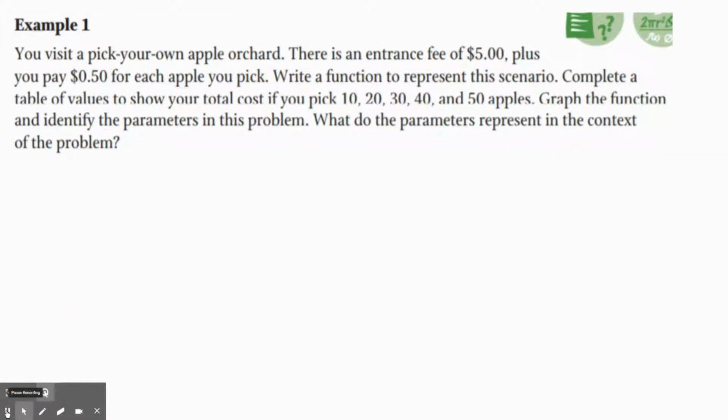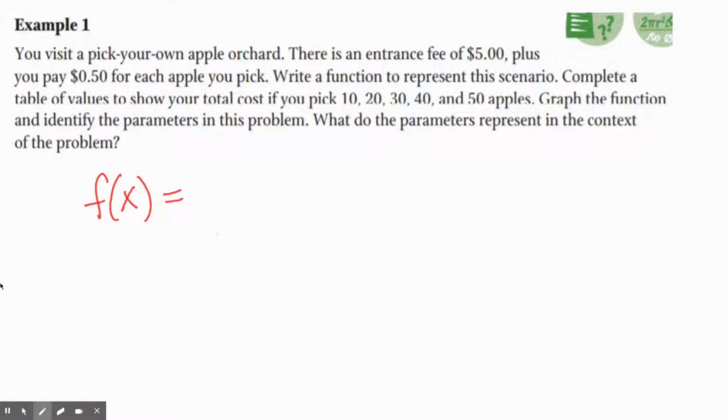Example 1 says you visit a pick your own apple orchard. There's an entrance fee of $5 plus you pay 50 cents per apple that you pick. Write a function, graph the function, and then it says, what do the parameters represent in the context of the problem?